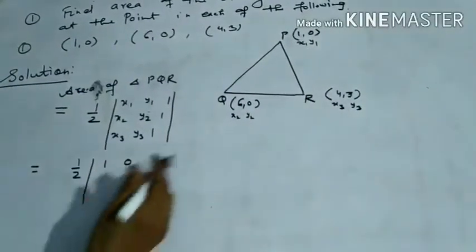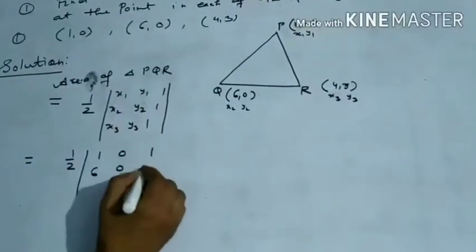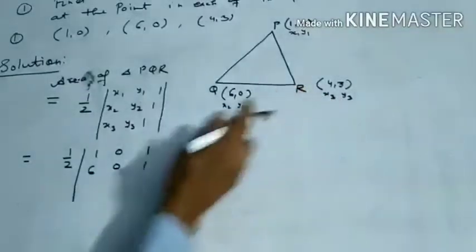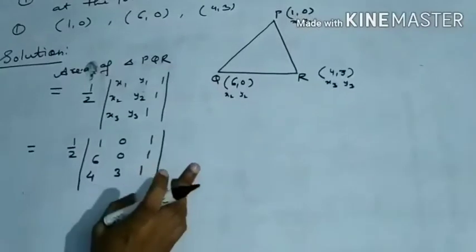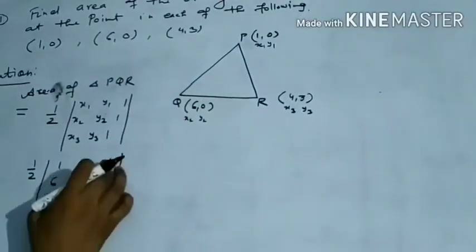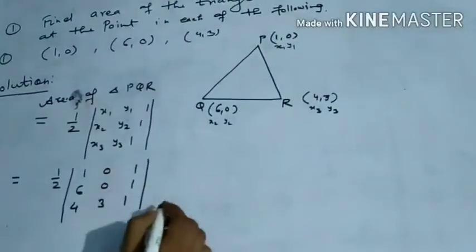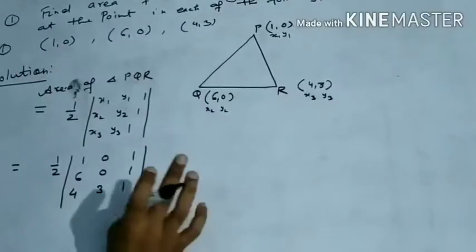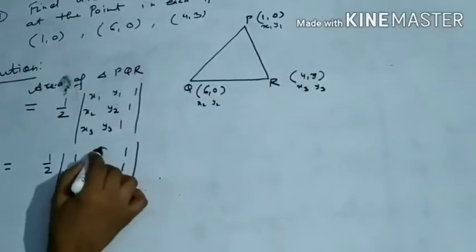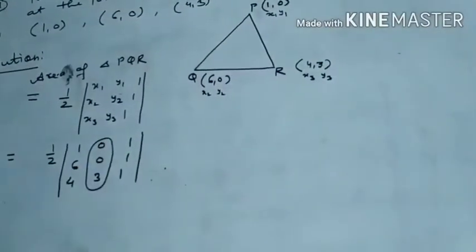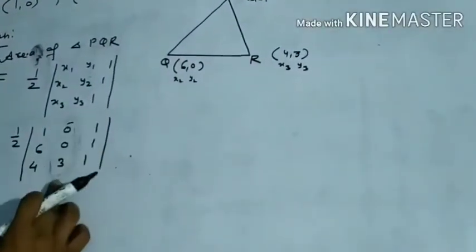1, and x2 y2 means 6, 0, 1, and R means 4, 3, 1. Now we want to find the value of this determinant. We can take any row, or look at the second column: two elements of the second column are 0. So it is easy to expand this determinant along C2.